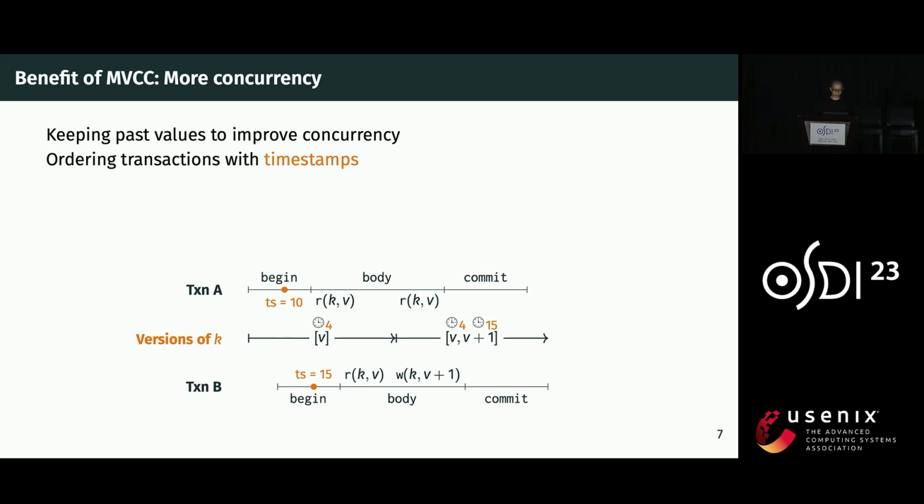Moreover, to achieve a total order, vMVCC assigns a unique timestamp to each transaction when it begins. Each transaction then uses the timestamp to pick the correct version to read, and to write a new version with its own timestamp. So that's pretty much how the vMVCC protocol works.